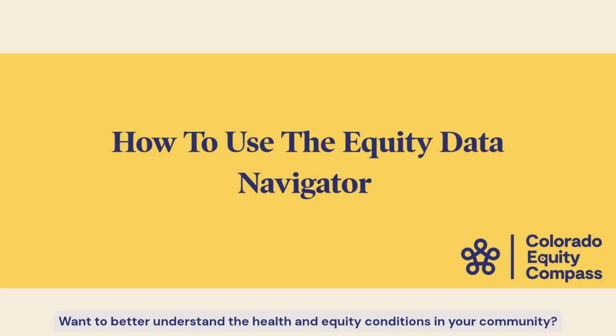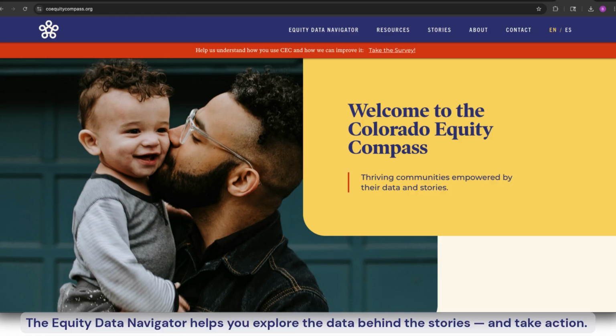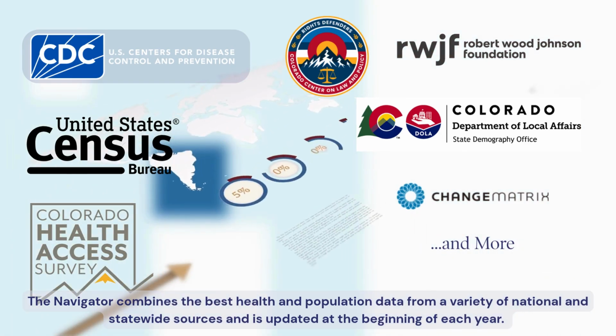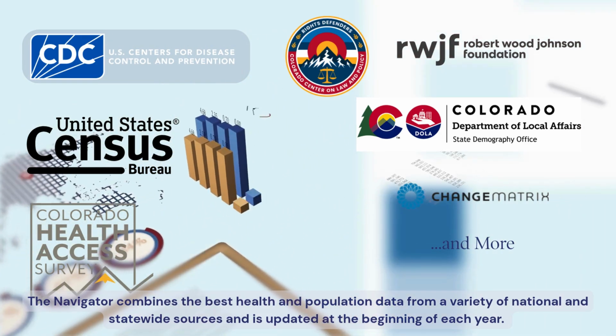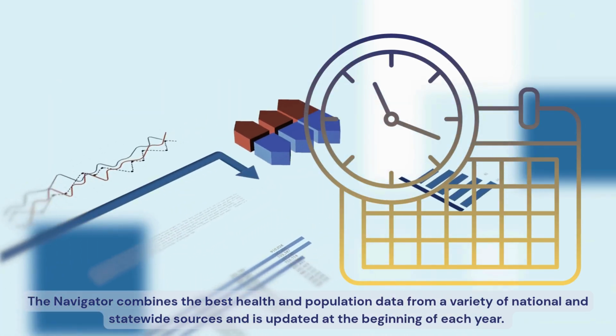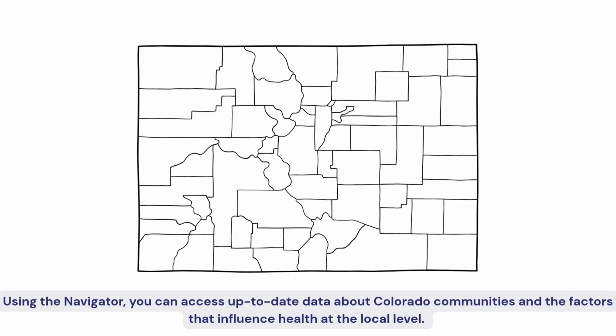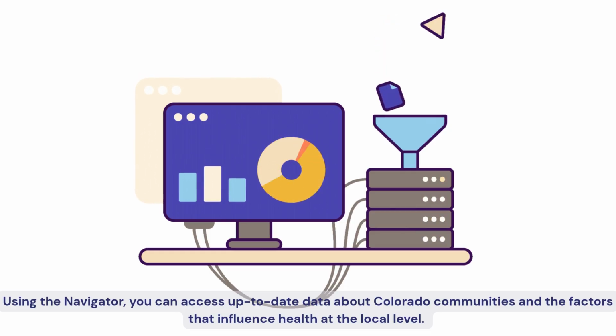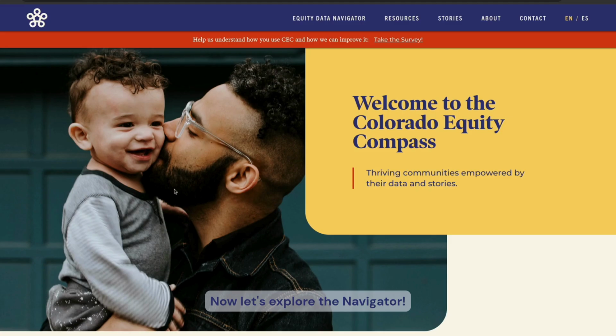Want to better understand the health and equity conditions in your community? The Equity Data Navigator helps you explore the data behind the stories and take action. The Navigator combines the best health and population data from a variety of national and statewide sources and is updated at the beginning of each year. Using the Navigator, you can access up-to-date data about Colorado communities and the factors that influence health at the local level. Now let's explore the Navigator.